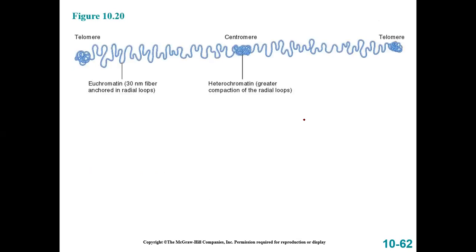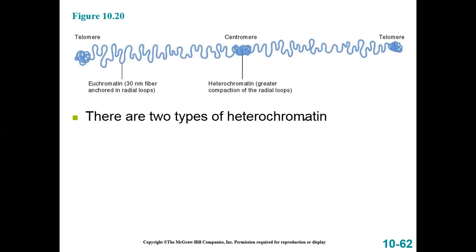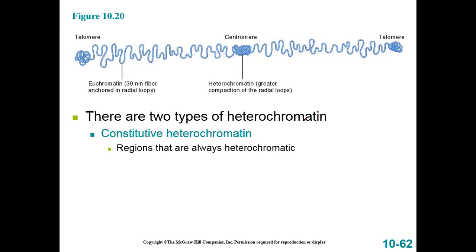This is the compact diagram of the chromosome. You can see this is the complete chromosome with the three regions: origin of replication, telomere, centromere, and telomere. There are two types of heterochromatin.